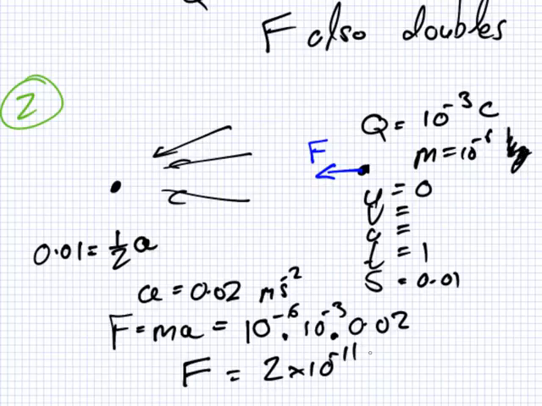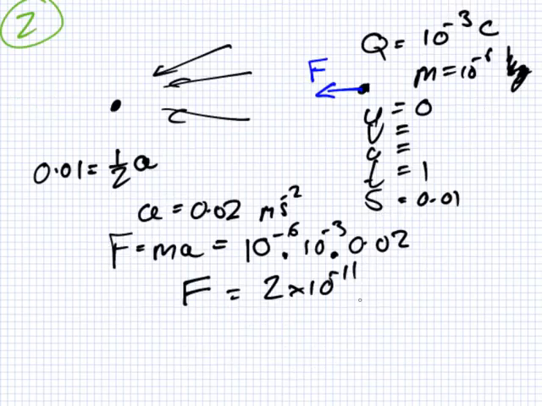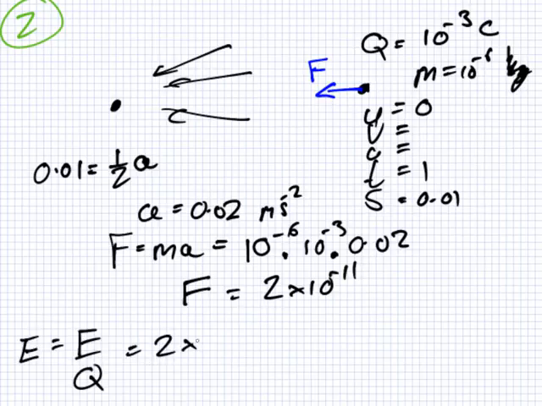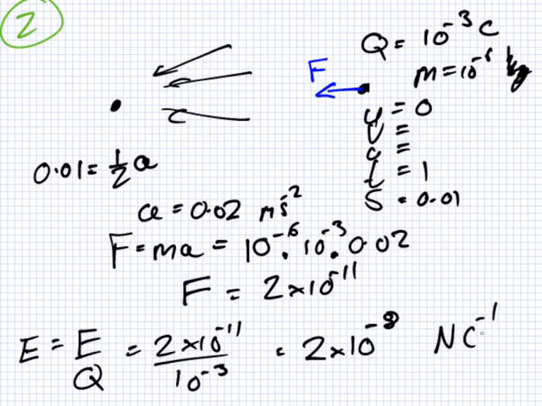Yes. Okay. So finally, E equals F over Q, which equals 2 times 10 to the minus 11 over 10 to the minus 3, which equals 2 times 10 to the minus 8 newtons per coulomb. Okay, so that's that one. Can I do the next one?